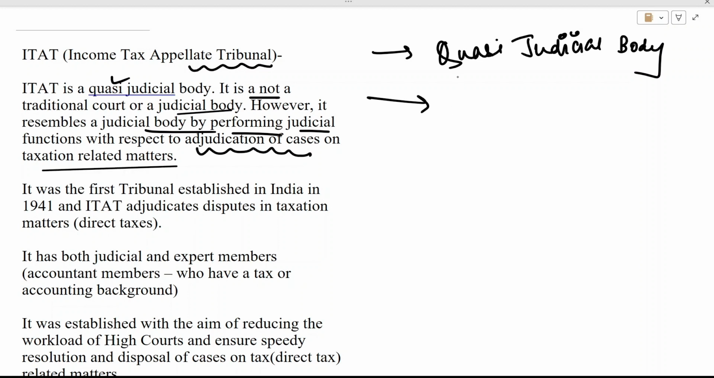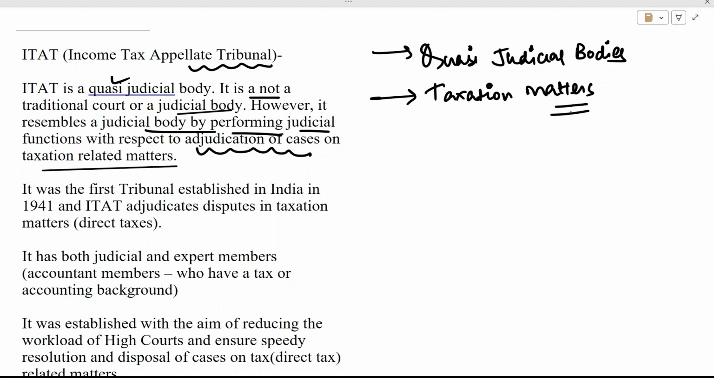So we know that how it resembles a judicial body is that any tribunal resolves disputes with respect to specific areas. So disputes with respect to taxation matters can go to the ITAT. It was the first tribunal established in India in 1941. And ITAT adjudicates disputes in taxation matters. Direct taxes. There are two types of taxes, direct and indirect. So direct taxes is what ITAT deals with. For your understanding, if you know that it deals with taxation matters, it's more than enough.